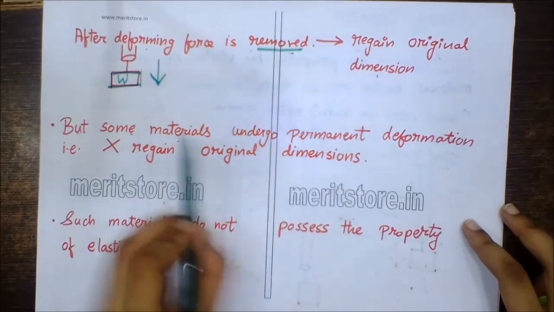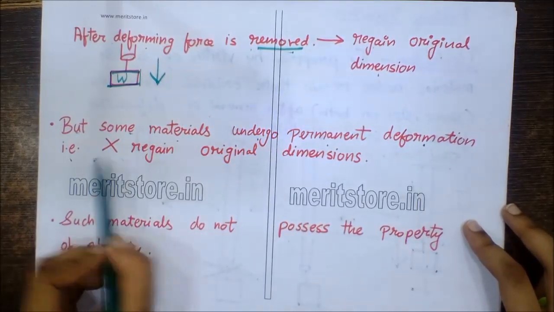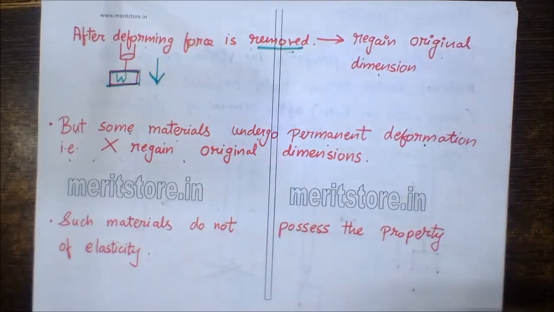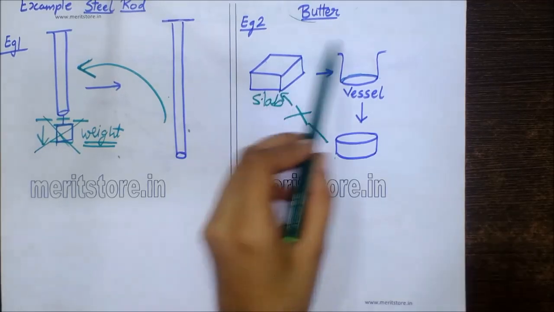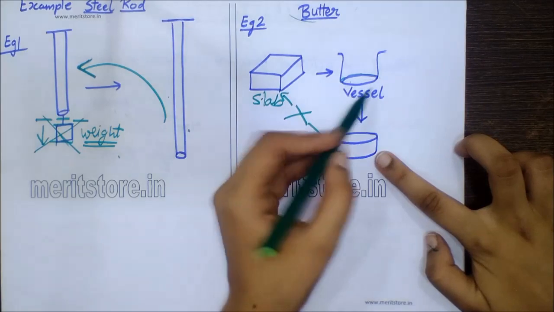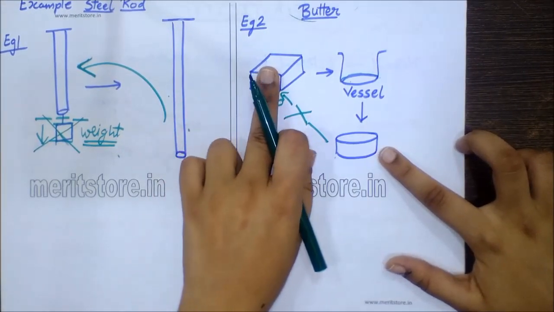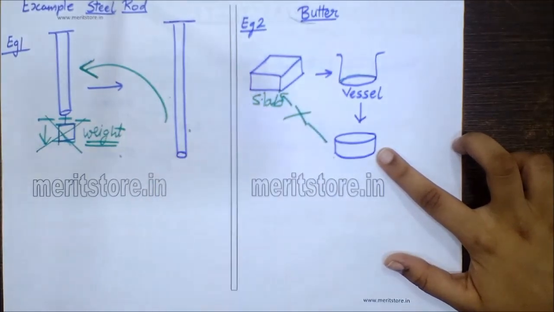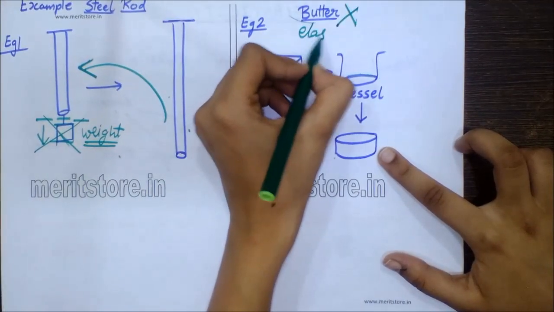But some materials undergo permanent deformation, that is, do not regain original dimensions. This is the example of butter which I showed you. That butter is there, you melt it, you put it into a circular vessel, it becomes circular, but after you remove it from the circular vessel, it won't again turn into a cubical block. So what happened in butter was it did not show any form of elasticity.